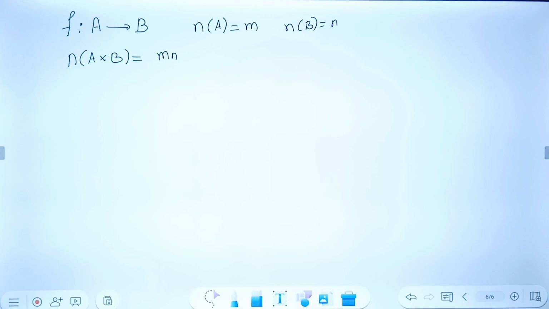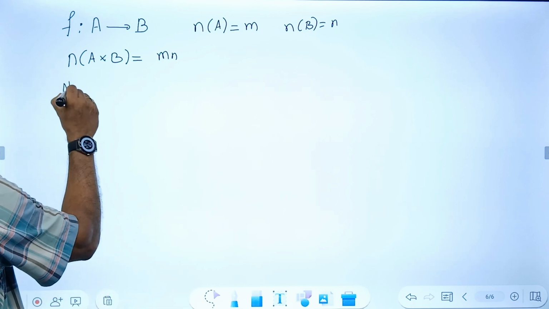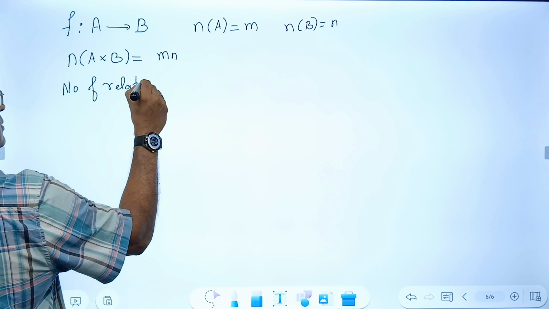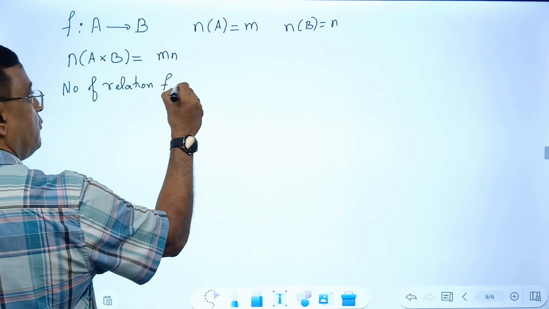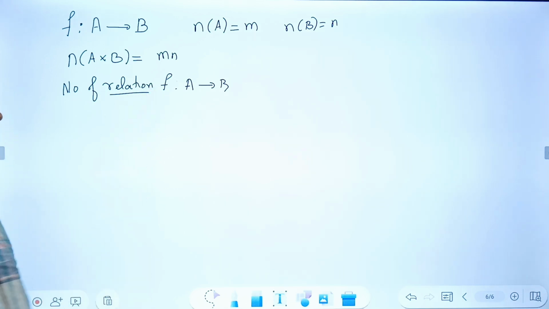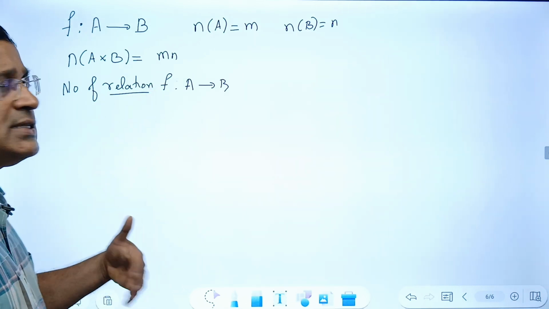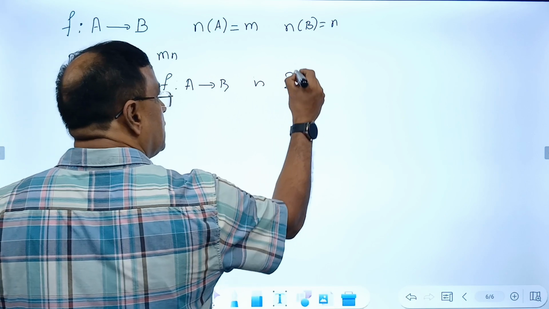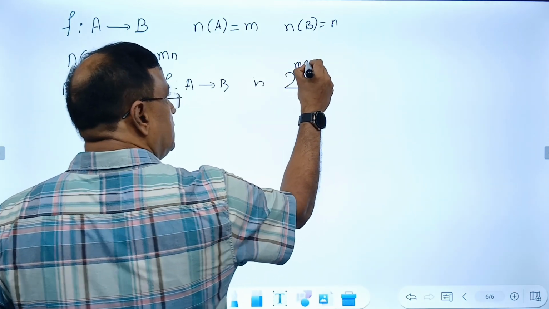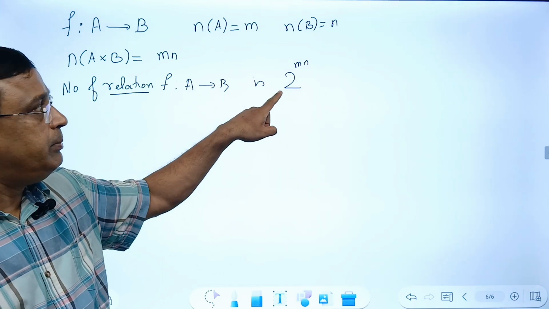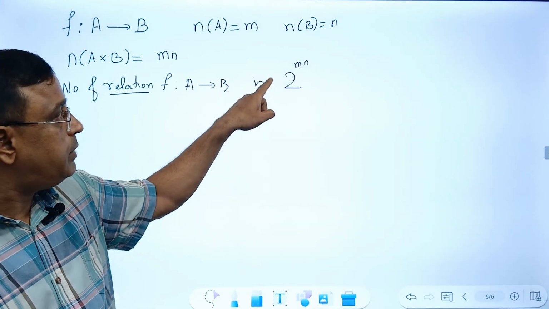Right? Now the number of relations f from A to B. I am talking about relations. A relation is a subset of A cross B. So how many subsets are there? 2 to the power of m cross n, right? So the number of relations f from A to B will be 2 power mn.